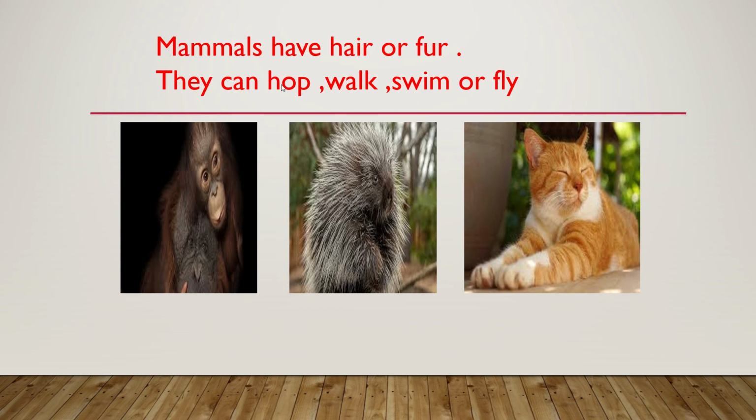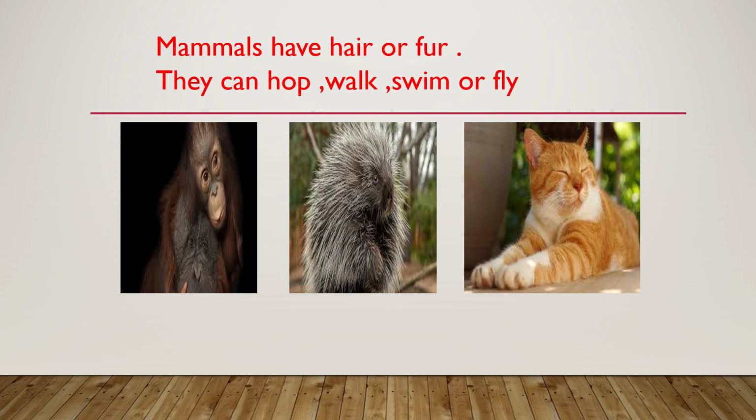And they can hop, jump, walk, they can swim, also maybe they can fly. So this group is called mammals. So when you see an animal that has hair or fur, you can call it a mammal.